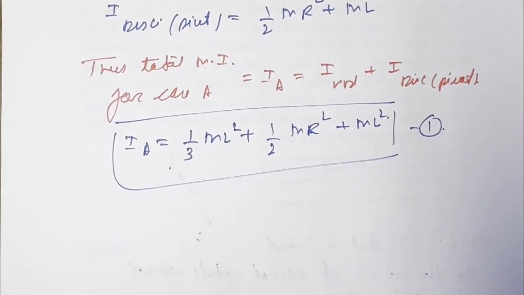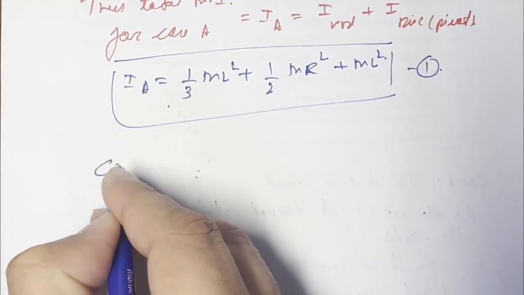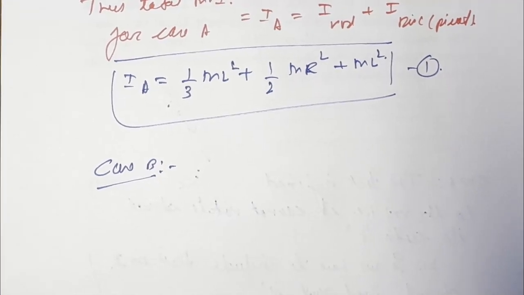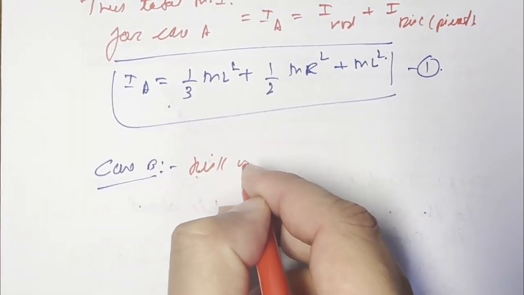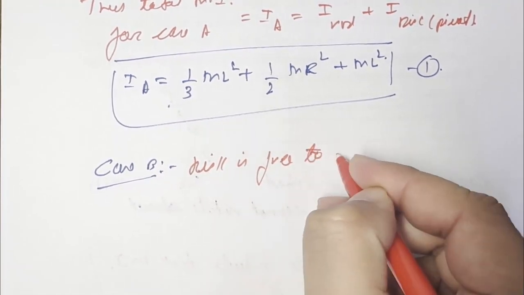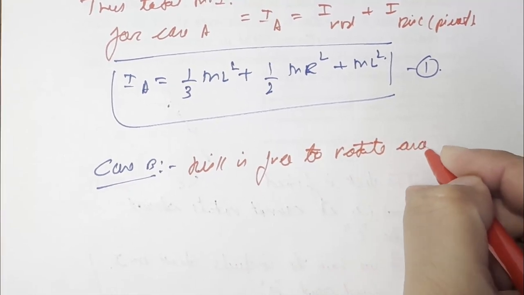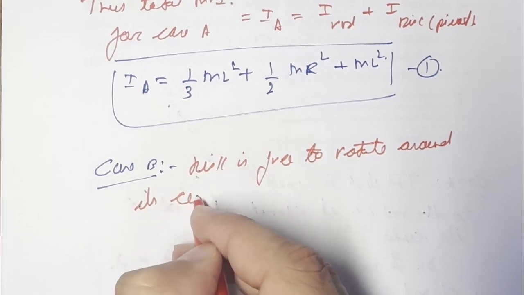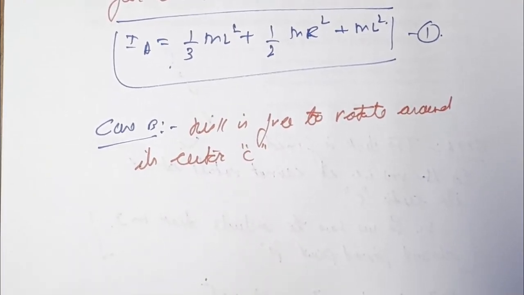Now similarly, we are going to discuss case B. In case B, it's said that the disk is free to rotate around its center, and center we have taken as C. Therefore we are going to treat it as a point mass connected at the end of the rod.